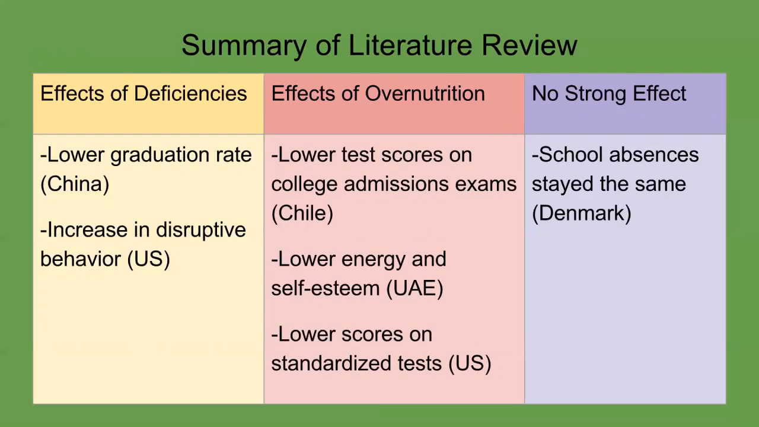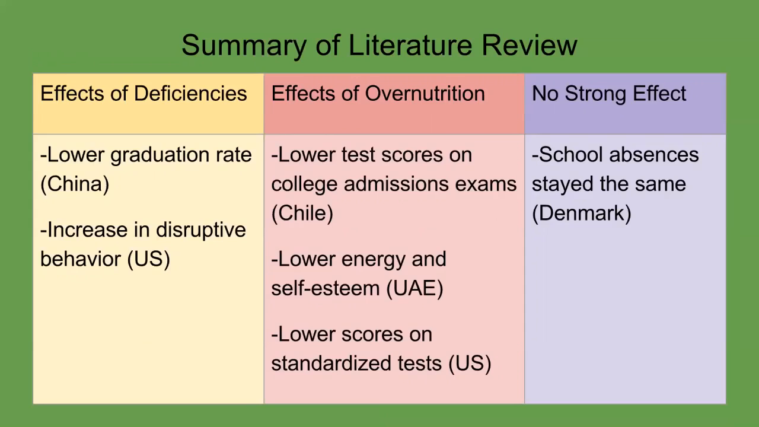As far as effects of overnutrition, in Santiago, Chile, there was a study done with 16-year-olds, and they found that students who classified their diet as unhealthy or fair, compared to those who classified it as healthy, did worse and received lower scores on college admissions exams. In the United Arab Emirates, kind of an interesting look here, earlier on they did struggle with iron deficiencies as well as stunted growth. But in more recent years, as there's been an increase in wealth in the area, we've also seen a really large spike in obesity.